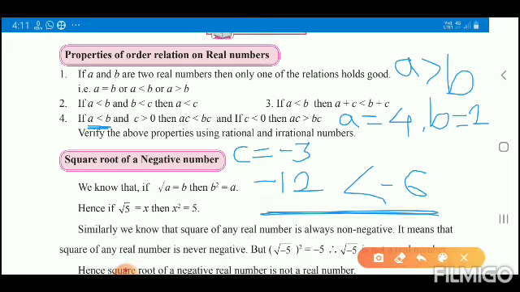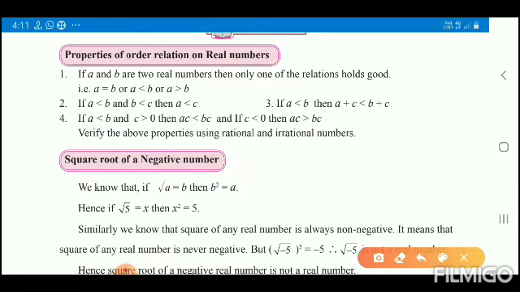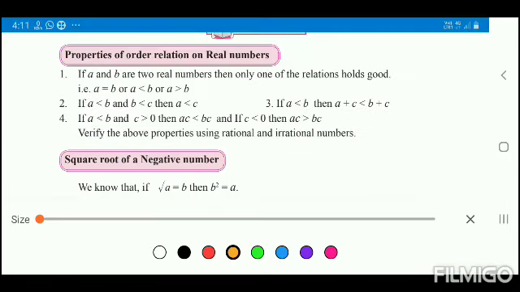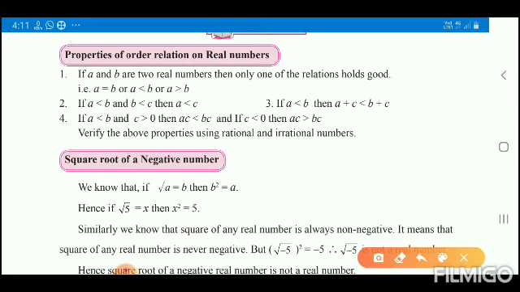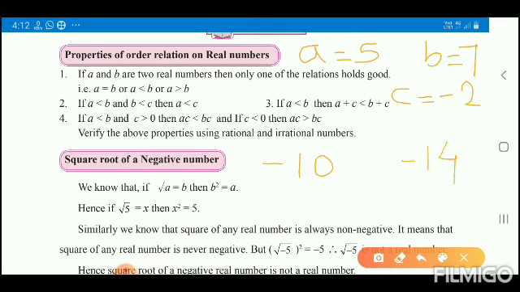Now we will see if a is less than b. So we will take a's value 5 and b's value 7. Okay. And c's value negative 2. Now what is the value of ac? Negative 10. And bc is negative 14. Then which number is greater between these? Negative 10. So we proved ac is greater than bc.